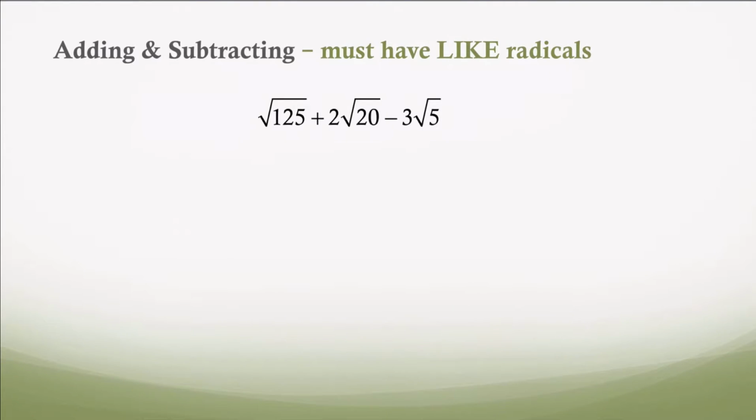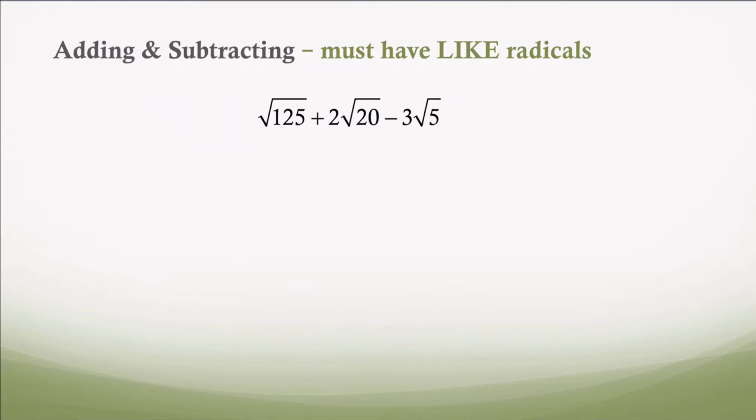Now let's look at adding and subtracting. Really, the most important thing is that we have like radicals, meaning that the radicands are all the same for all of our square roots. So I have the square root of 125 plus 2 times the square root of 20 minus 3 the square root of 5. So these don't look like they're like radicals, but they actually need to be simplified. So we might have some like radicals in this expression.